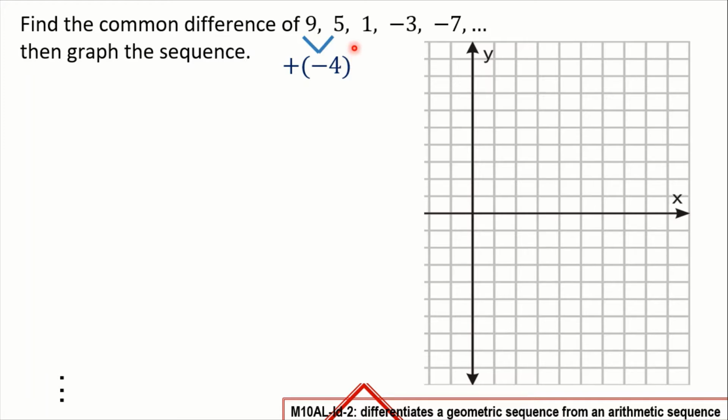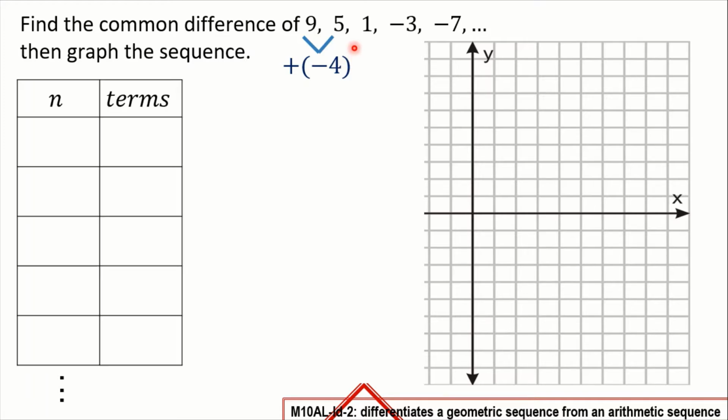Now, para mas makita natin ang graph, gawa tayo ng table wherein the first column would be the n. Ito yung domain natin. So, kung maalala ninyo, ang domain ng sequence ay set of positive integers. So, magsisimula tayo sa positive 1, 2, 3, 4, 5. Okay? And then the second column would be the terms of the sequence. So, ipasok lang natin yung 9, 5, 1, -3, and -7.